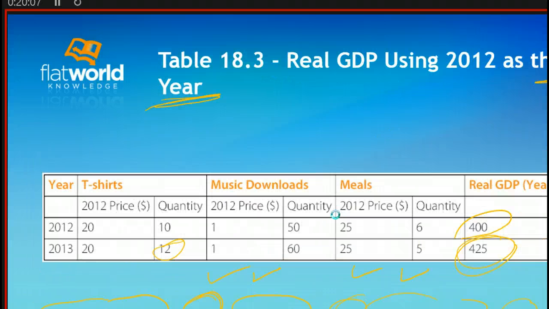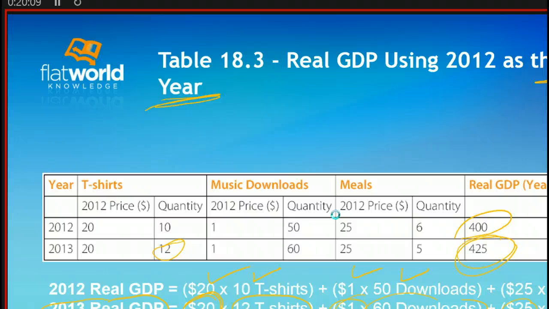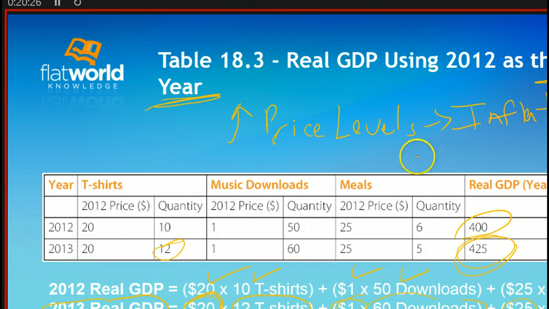And when I have an economy that is experiencing a rising price level, otherwise called when the price levels go up, we call that inflation, right? So if I have an economy experiencing inflation, well, nominal GDP is going to be greater than real GDP, and that's exactly what we see happening, right? Nominal GDP was $442, but real GDP is $425.